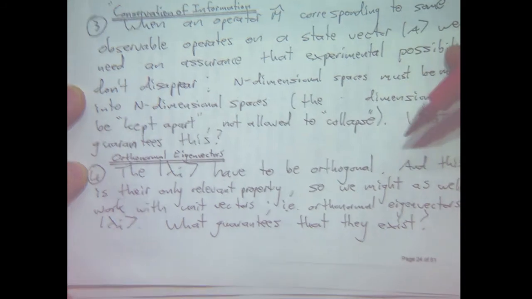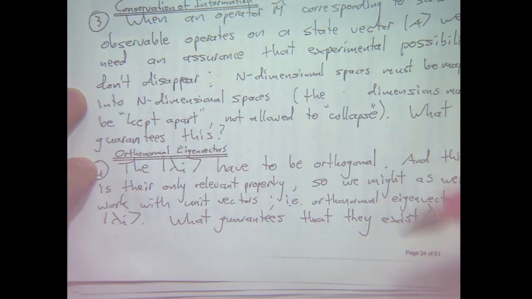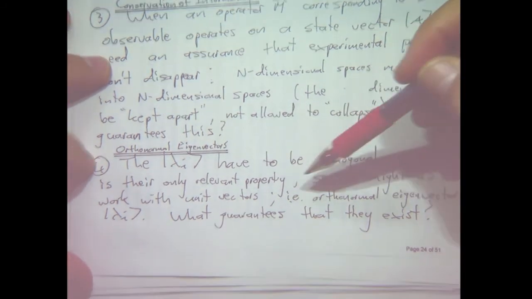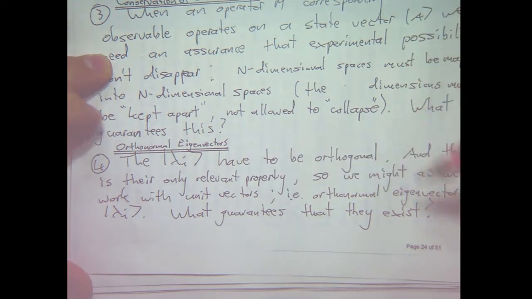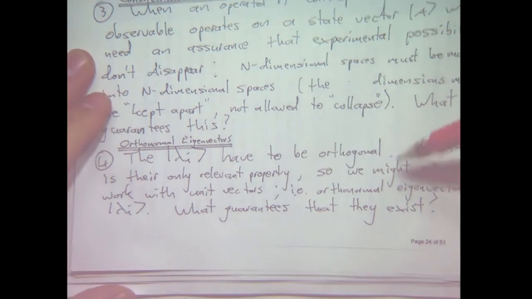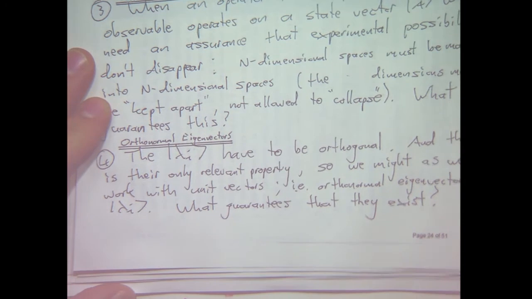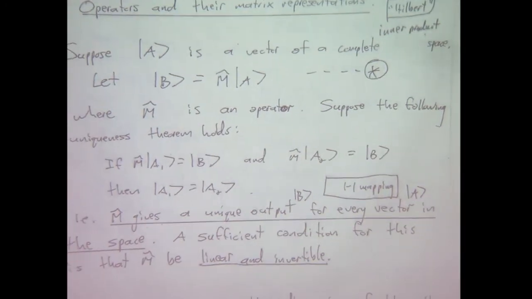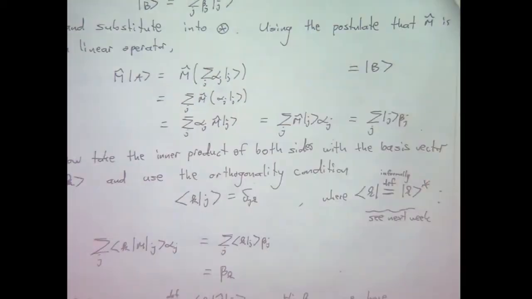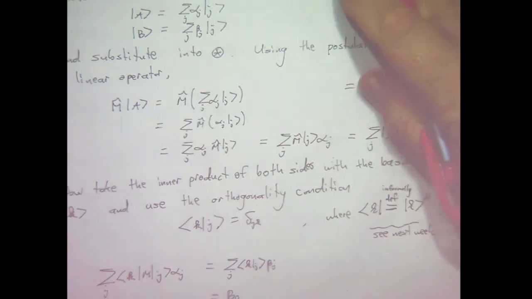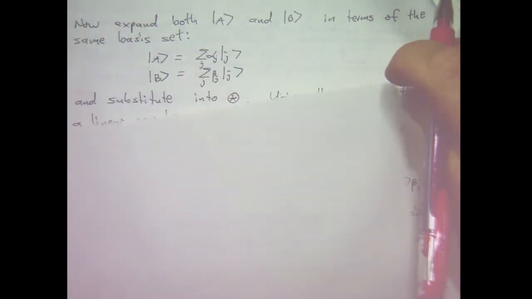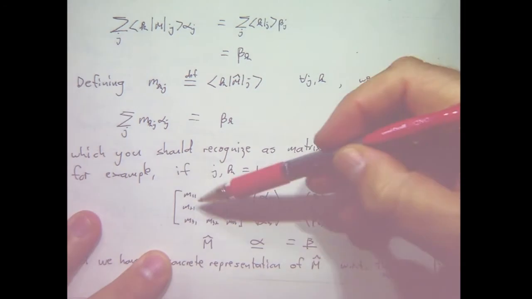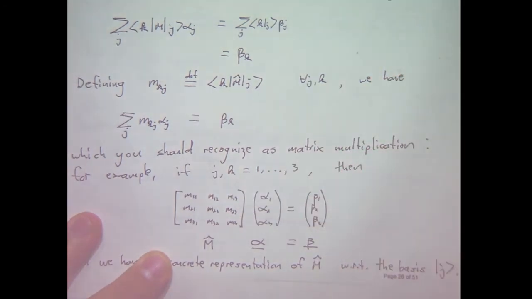These have to be orthogonal, and this is their only relevant property. So we might as well work with unit vectors, in other words, orthonormal eigenvectors. What guarantees that the orthonormal eigenvectors exist? Okay, so this bit here is just the one-to-one mapping thing. And now here, in this little bit, I want to show you the basic point, which is the last one here: how these matrix elements are found relative to a particular basis.